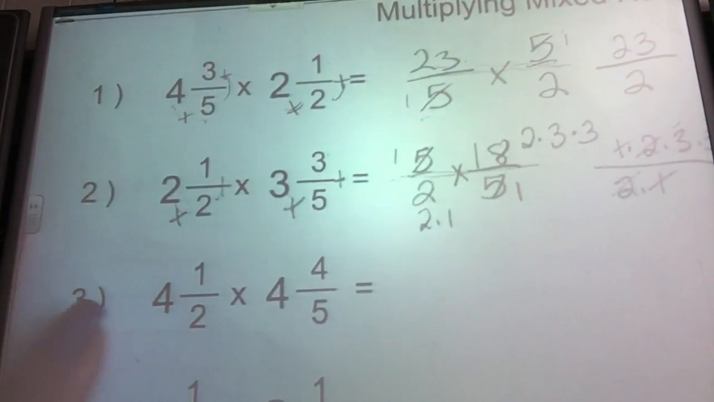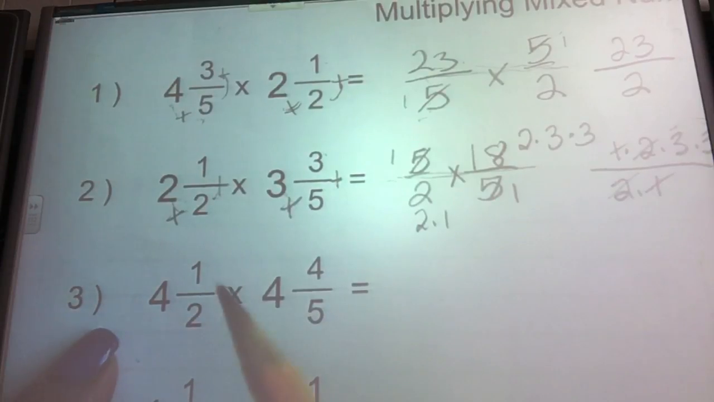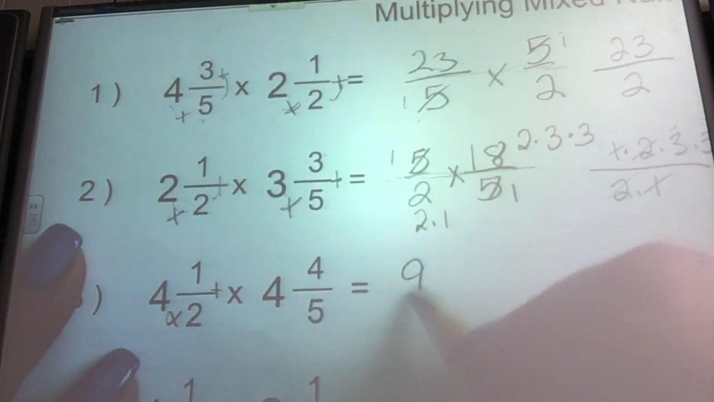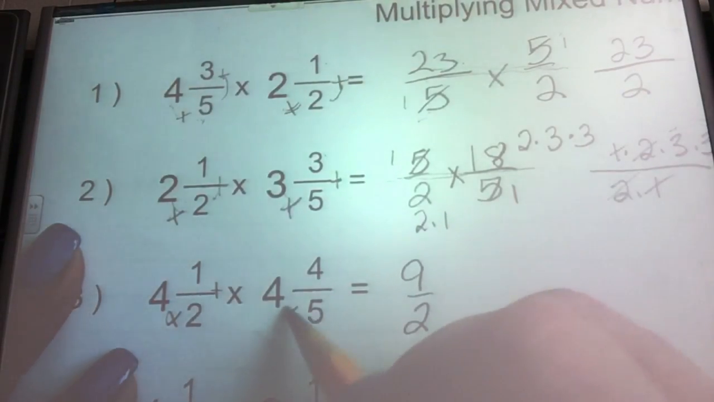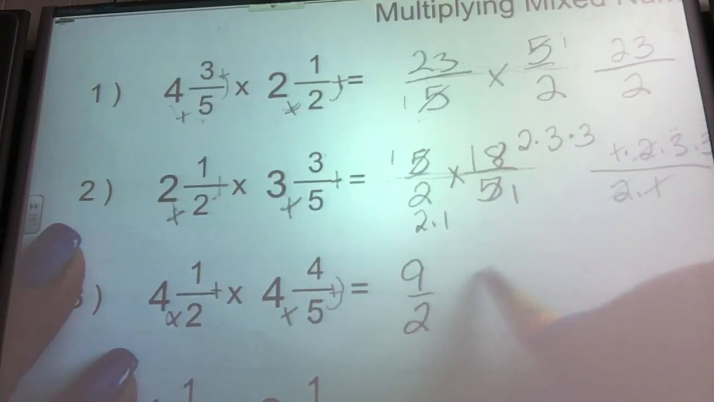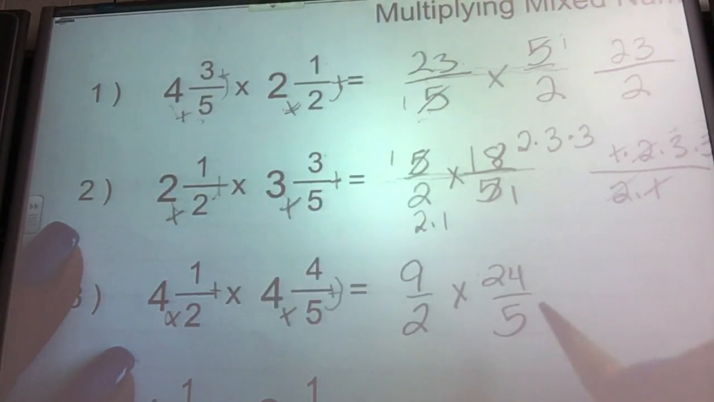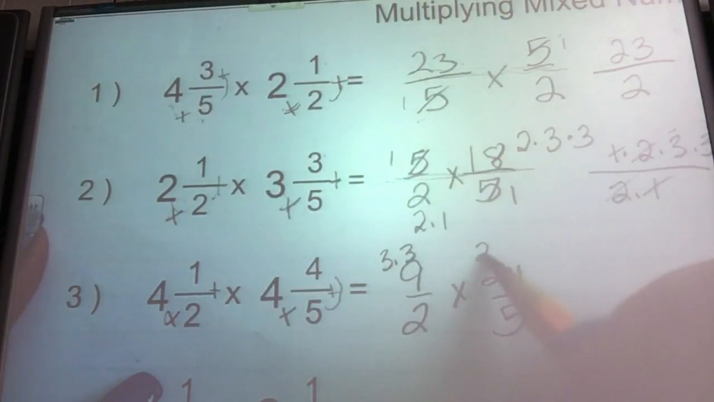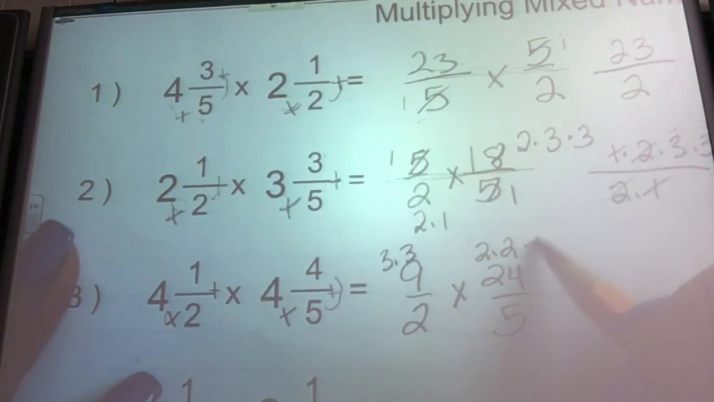All right, 4 1/2 times 4 4/5. 4 times 2 is 8, plus 1 is 9 over 2. 4 times 5 is 20, plus 4 is 24 over 5. Let's see, this would be 3 times 3 is 9. 2 times 2 is 4. 4 times 2 is 8. 8 times 3 is 24.